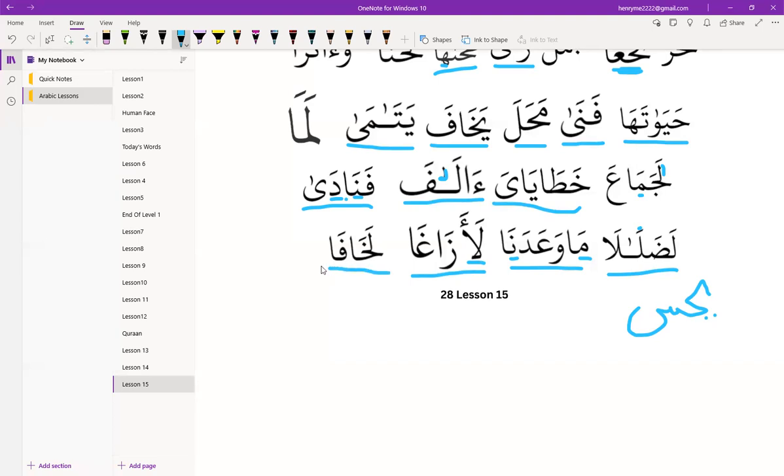Next, la khafa, two letters. Kha has fatha and also the fa has fatha. Also, we have the concept of the la on top of the kha. La khafa.